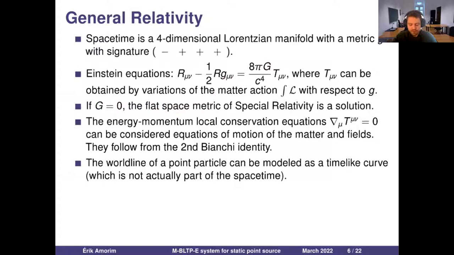And normally the energy momentum local conservation equations, these equations for T mu nu right here, depending on the context, are considered the equations of motion of the matter and the fields. They actually imply the classical equations of motion in many contexts, like in a fluid, for example. And they follow from the second Bianchi identity that's satisfied by the Einstein tensor.